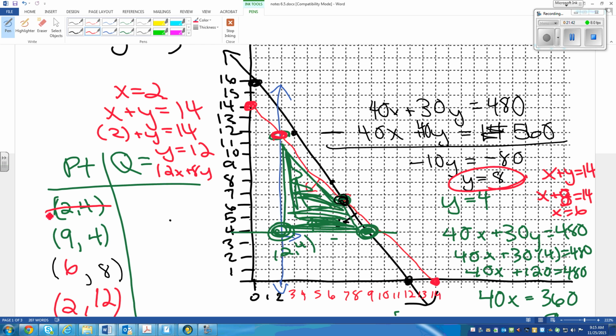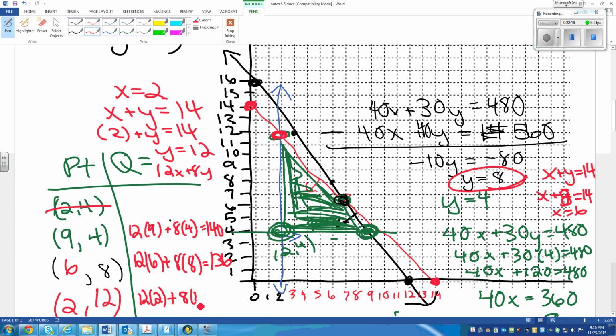So 12 times 9 plus 8 times 4, that gives us 140. And then 12 times 6 plus 8 times 8, 72 plus 64 is 136. And then 12 times 2, 24, plus 8 times 12, is 96, so 120.